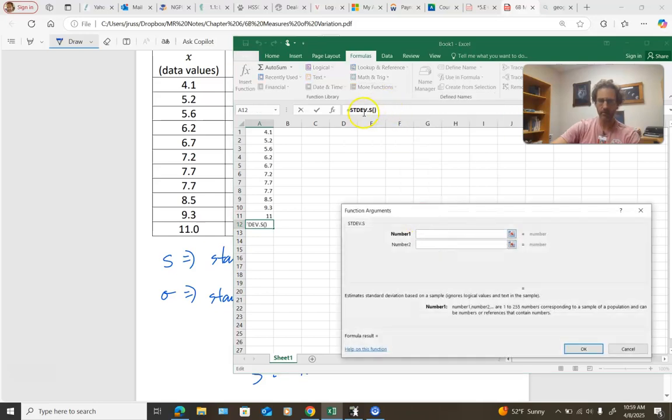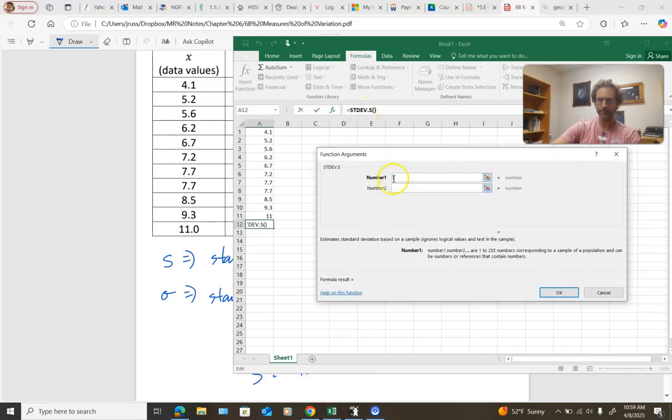Click on that, and it puts it in here, and this box will pop up. And so what you do is it basically wants you to give it the box that has the starting number, and then for number 2, the box that has the ending number. So I'm going to click, and it puts that in there, A1, and then I'm going to come down here.